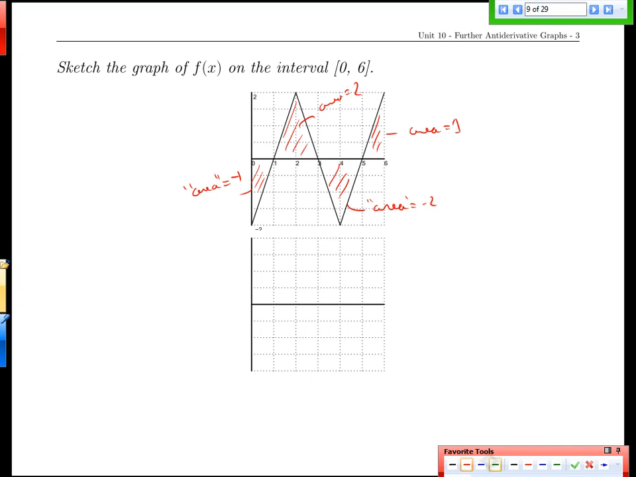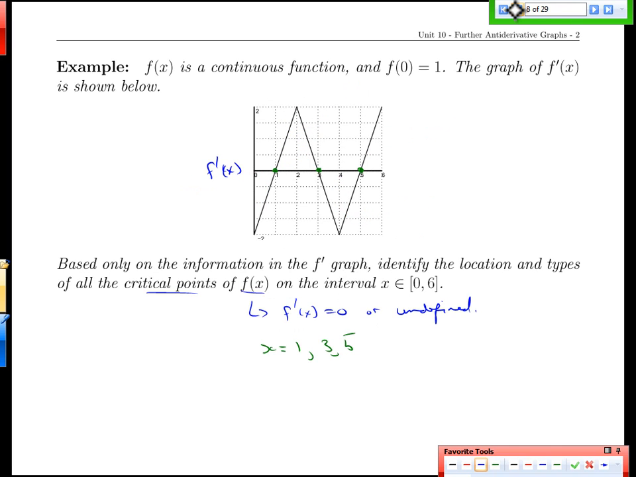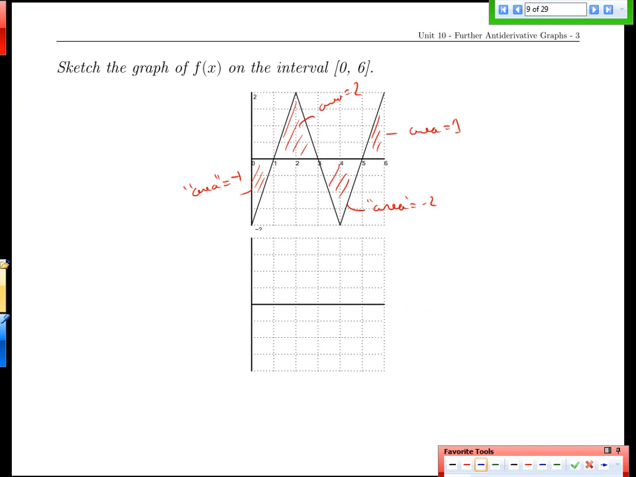We also had some other information about the sketch. Oh, wait, we have one more piece of information on the last page. f of 0 equals 1. So we're given the derivative, we're looking for the original function, and it starts at 1. Let's make that 1 there. Okay. If that's the case, then, actually let's make 1 just a little bit lower. I think we're going to need some room here.